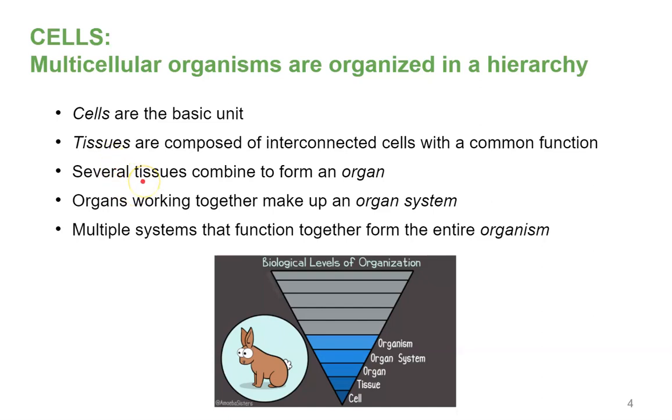Now, if we have several different tissues combined together, they will form an organ. And then multiple organs together form an organ system. And then an organ system will combine with other organ systems to make an organism, in our multicellular case. So if you take a look at this image down here, cell, tissue, organ, organ system, organism, that's how we are arranged, okay?